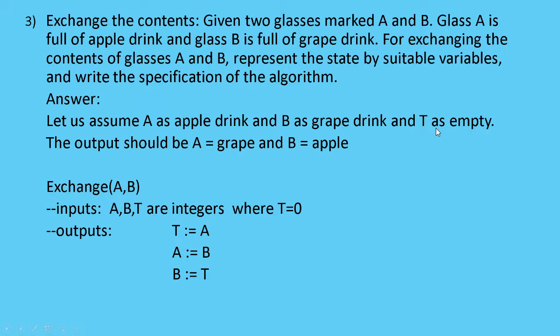T is empty, that is equal to 0. We are making use of a third tumbler, or third variable, to interchange. That is why we are introducing one variable t. Initially it is empty. So the output should be A equal to grape, B should be apple, interchanged exactly. So exchange of A, B, and the inputs are A, B, T are integers, where T is equal to 0. We are introducing one more variable T, equal to 0, and using this we are going to exchange. So the output is T := A, A := B, and B := T.